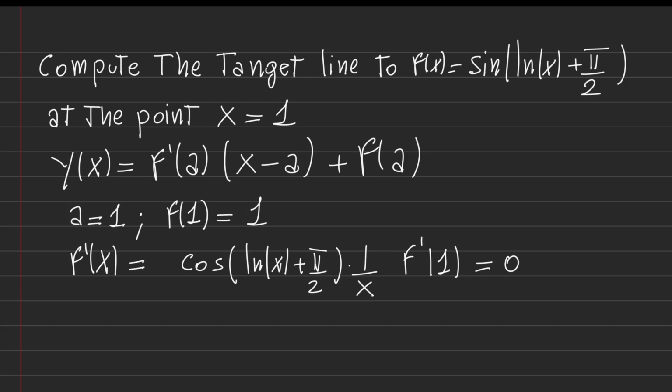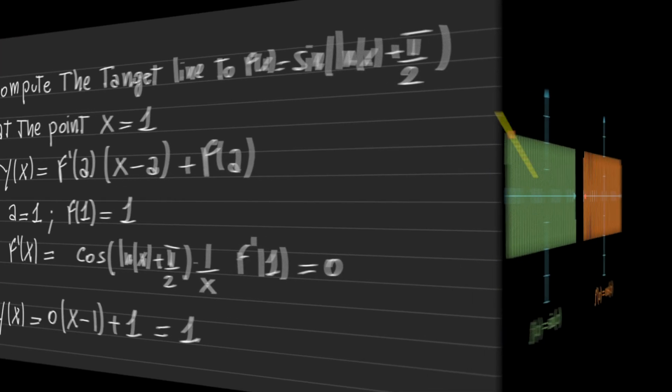So we can apply the formula, and we get that y of x is equal to f prime of 1, which is 0, times x minus 1, plus f of 1, which is 1, which can be simplified as y equal to 1. So this line is just parallel to the x-axis.